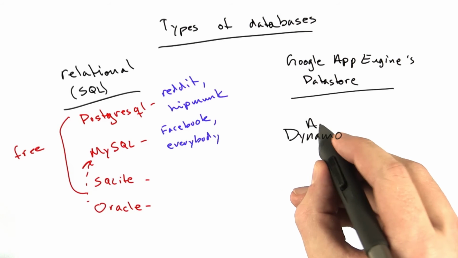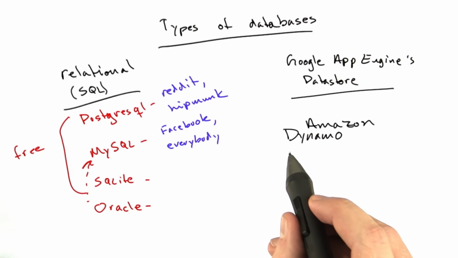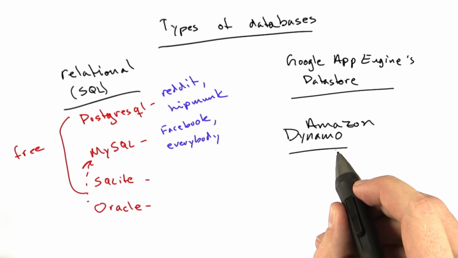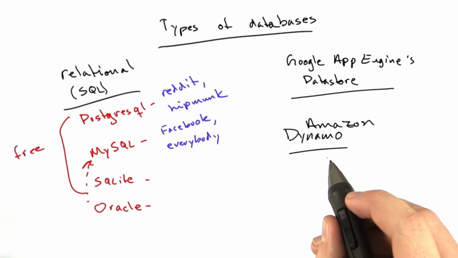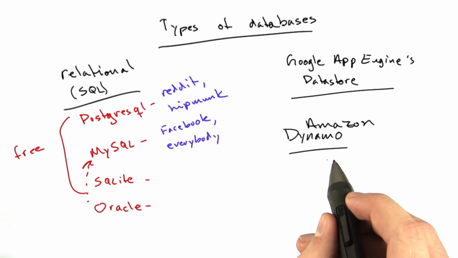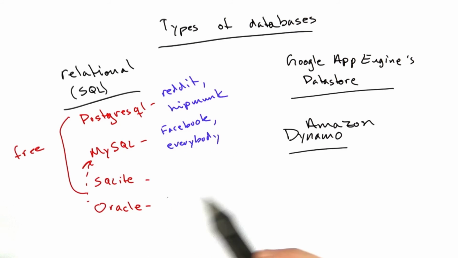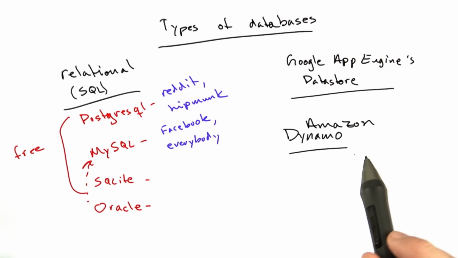Dynamo, which is by Amazon. And the reason I mention this is because there is a great paper online that describes how this database works, and I'll include it in the course notes. It's worth a read. It's a really nice approach, and they take a completely different approach from these SQL databases, and there's a lot to learn there.